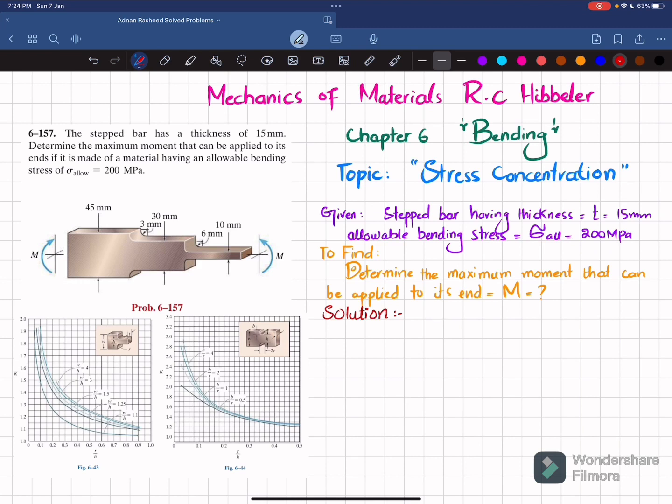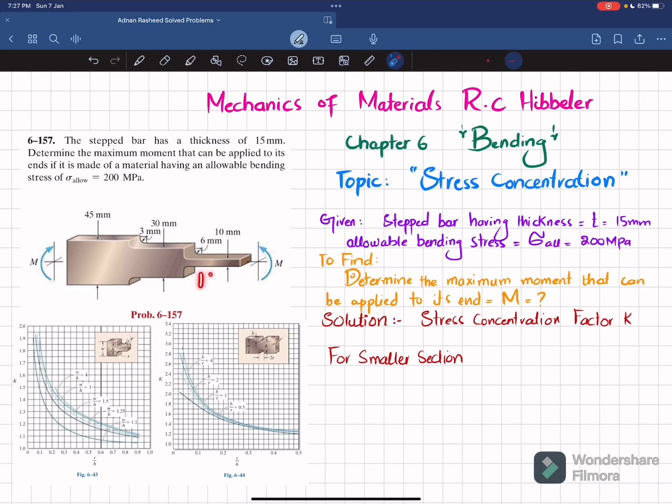So what we will get, you can see that we have 2 fillets over here. So there will be 2 stress concentration factors. So I will find them first. So the stress concentration factor K for both these 2 fillets. Now for the smaller section, let me show you the smaller section. For the smaller section, you can see that this is the smaller section. Clear?